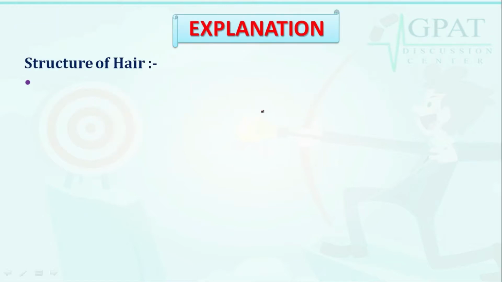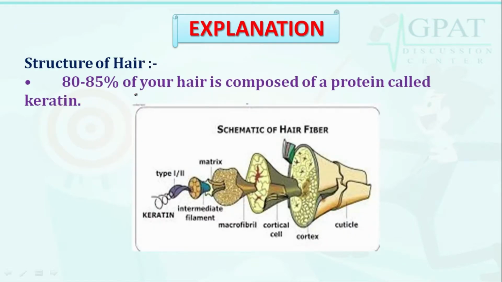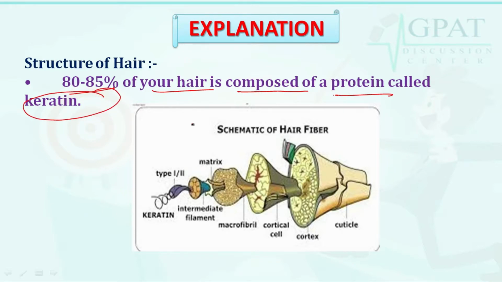Now let's discuss with the help of explanation that here we have the structure of hair, and 80 to 85% of your hair is composed of a protein called keratin, and it is a schematic of a hair fiber. So students, 80 to 85% is keratin.